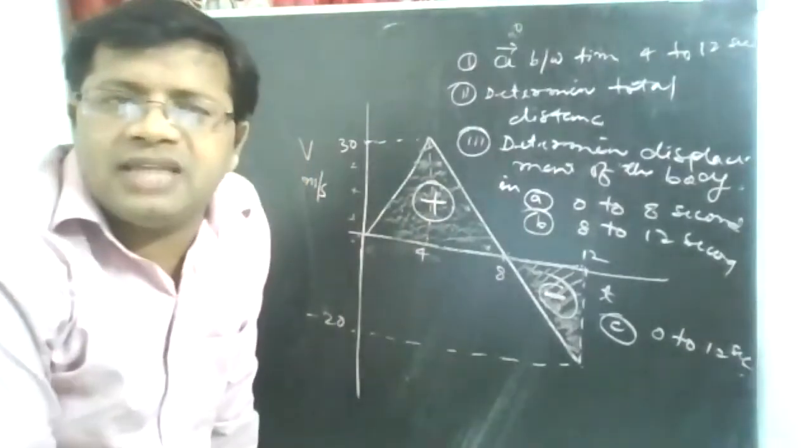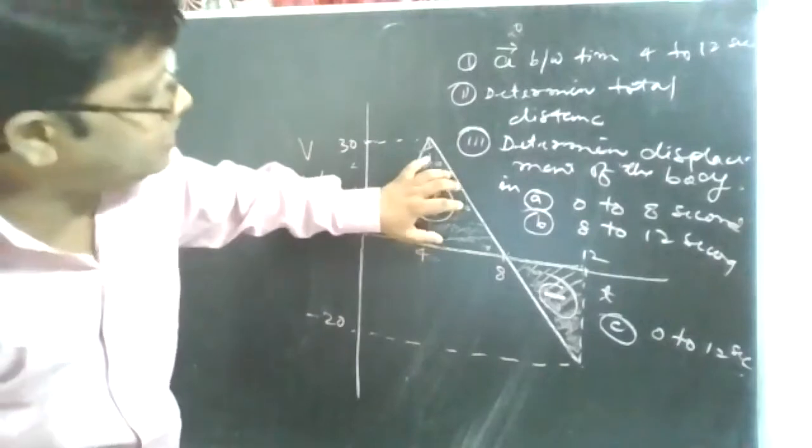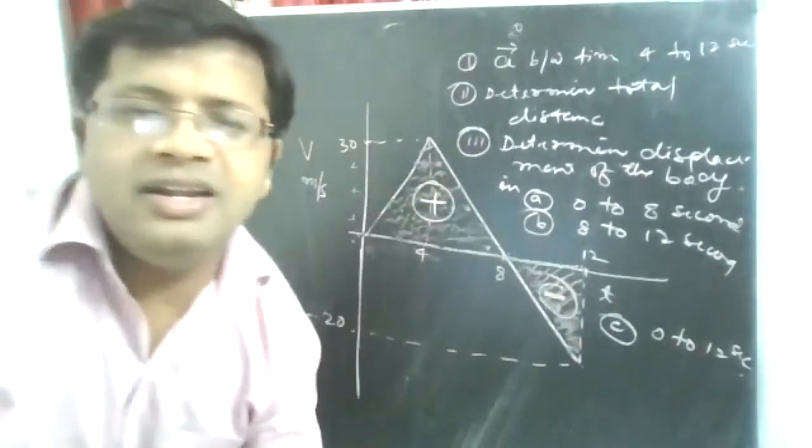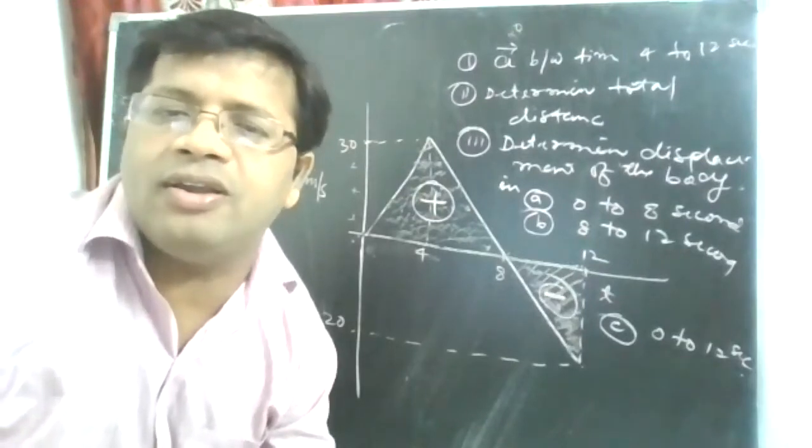But beta, distance is the total sum of this area plus this area. Distance cannot be negative because distance is a scalar quantity.